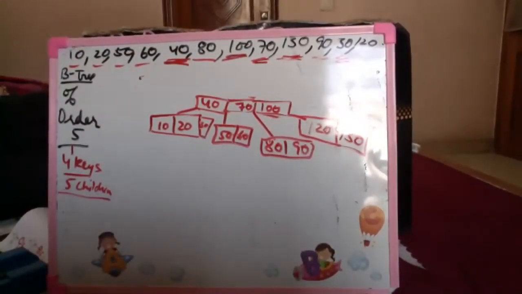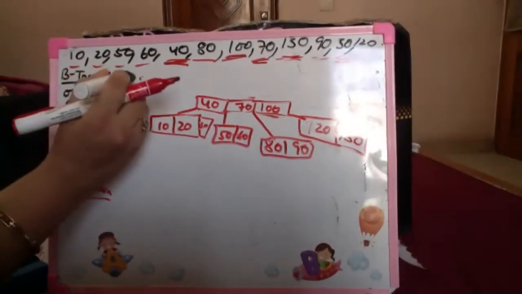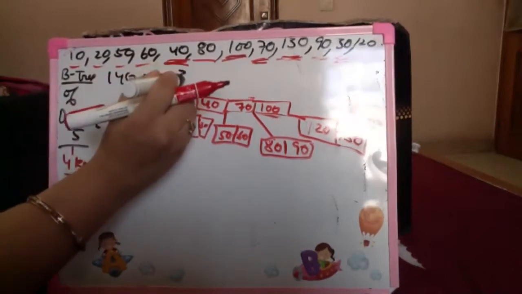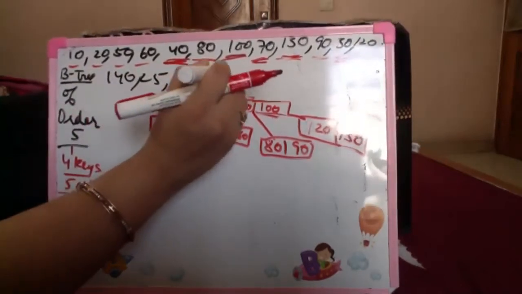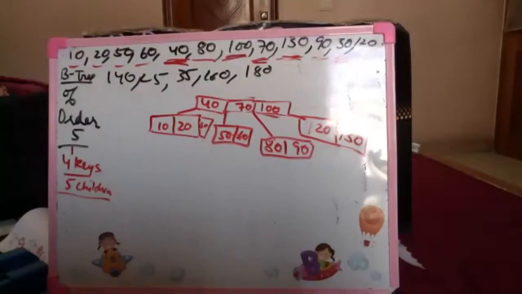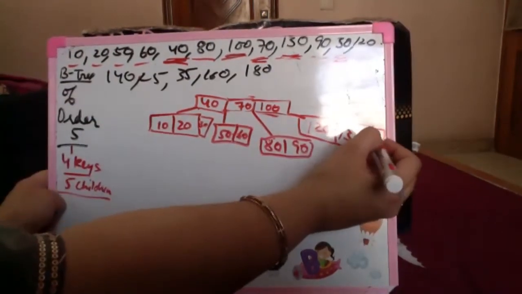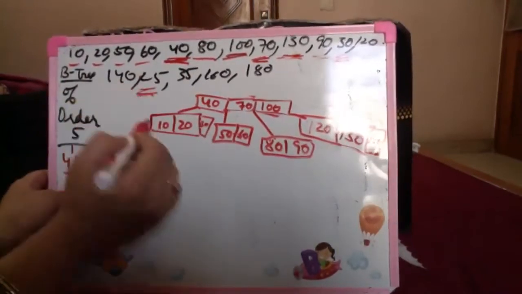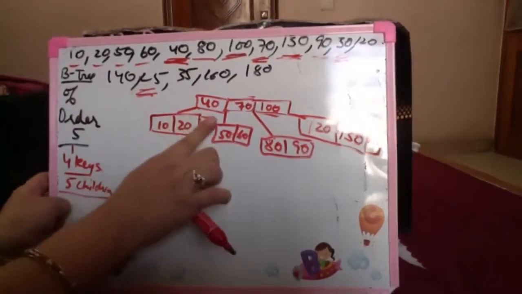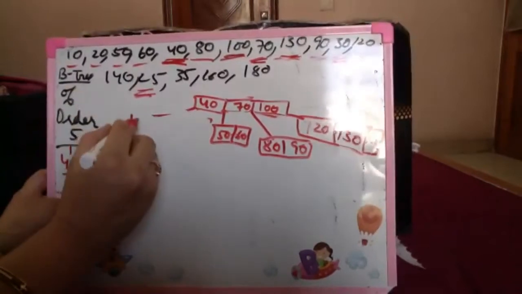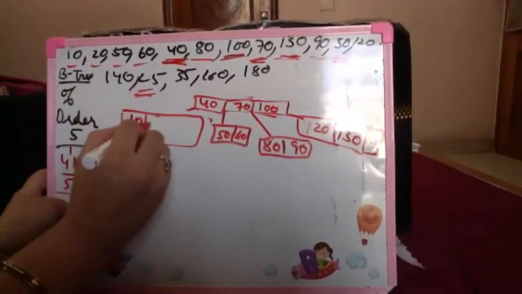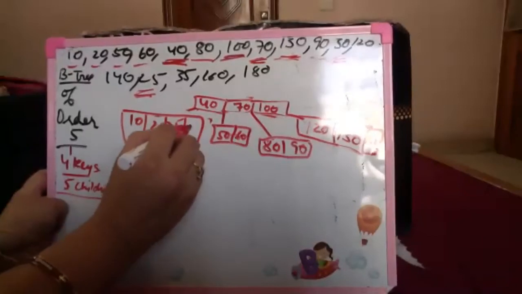Supposedly after 120, I have to insert a value 140. After that, a 25, a 35, a 160, and a 180 also. Just so that I can make you all understand the example. So in case I need to insert a 140, it can be inserted to the right, 140. After that, 25 is to be inserted. It can be inserted in between 20 and 30. So 10, 20, 25 and 30 can still be inserted.